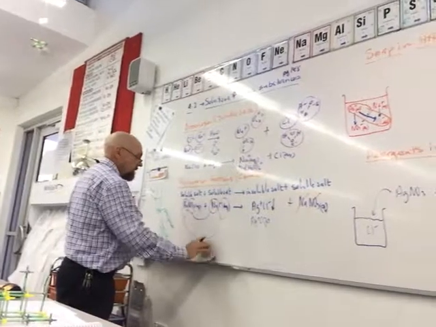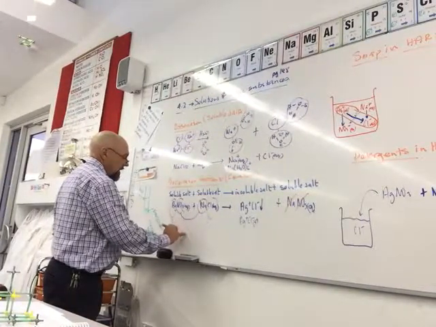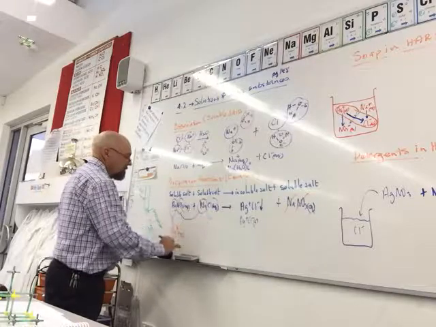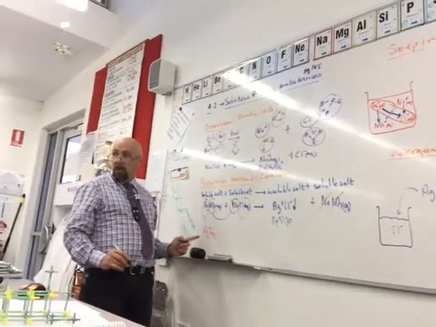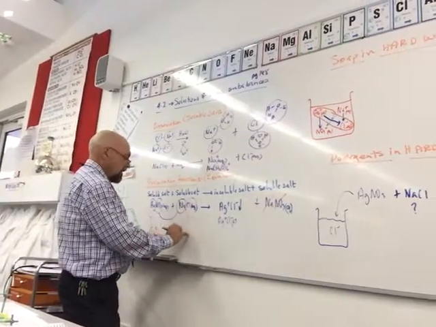So our ionic equation would be Ag+ (aq). That's the only thing in silver nitrate that has reacted. Plus, over here, chloride.